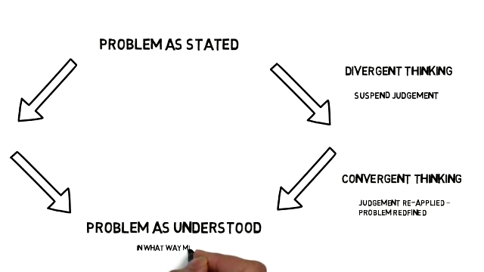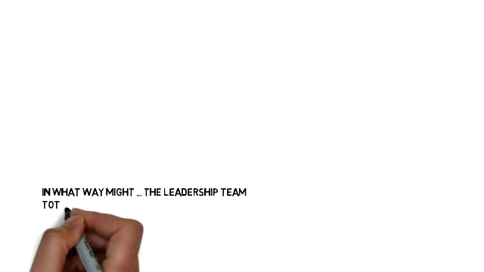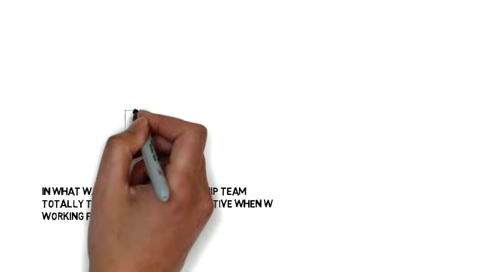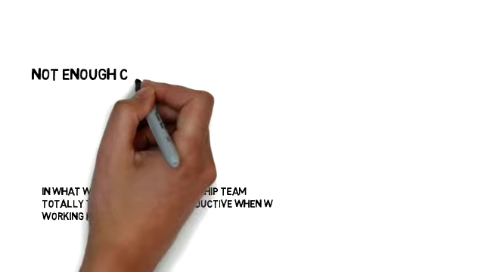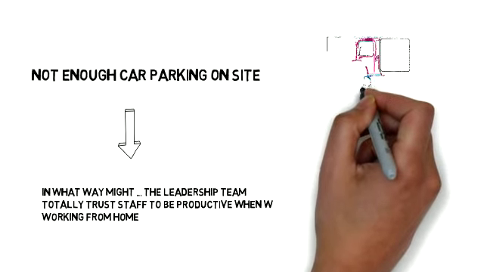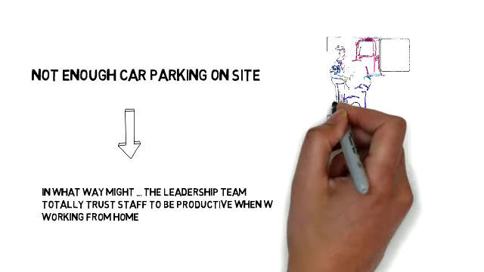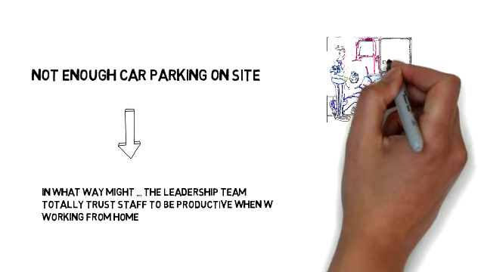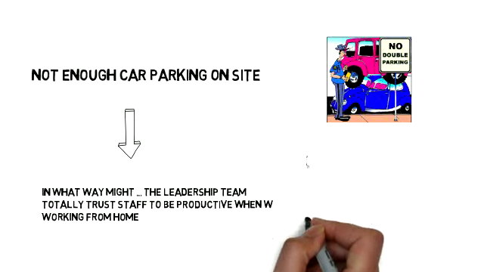In this particular instance, the problem as understood became in what way might the leadership team totally trust staff to be productive when working from home. Now this is interesting because that is an absolute transformation. If you look at the initial focus, which was all about not having enough car parking space, the problem has become something completely different. Now far more profound and all to do with trust and culture across the organisation.